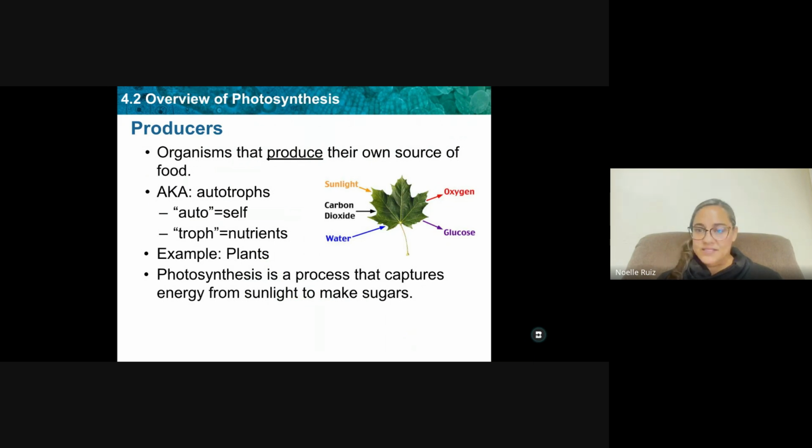An example is plants, but plants aren't the only organism that are considered producers or autotrophs. In aquatic or marine or water biomes, a lot of the time it's algae. Algae are like water plants, but they're not quite plants. And photosynthesis is a process that captures energy from sunlight to make sugars. Just the basic definition.